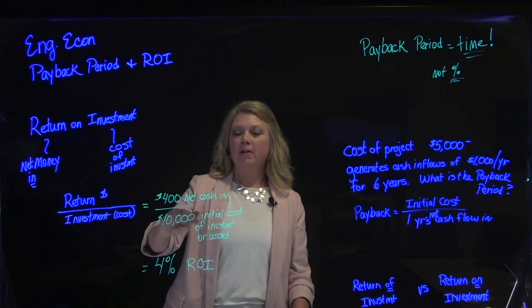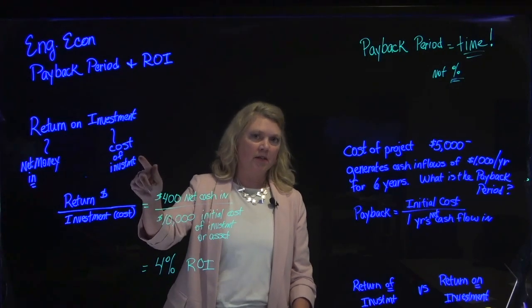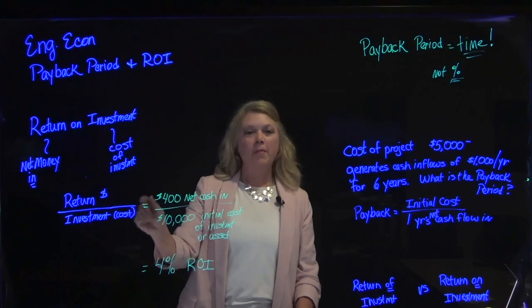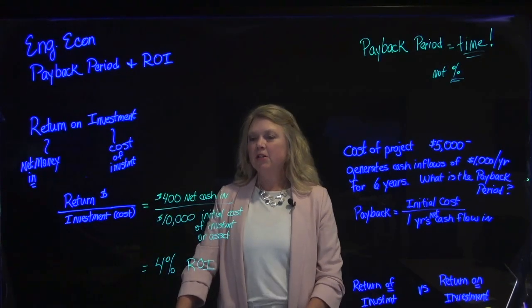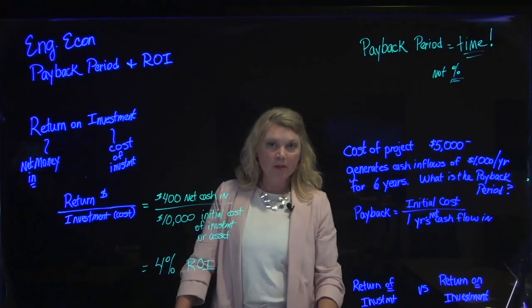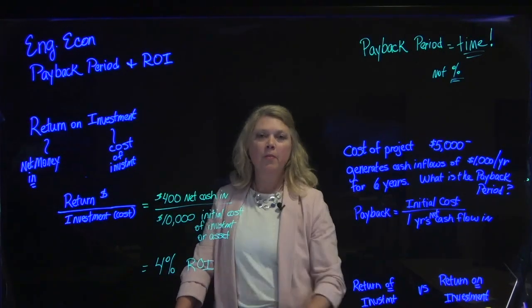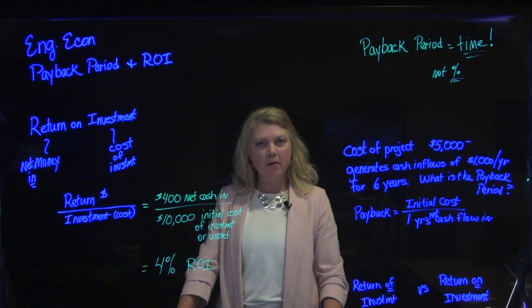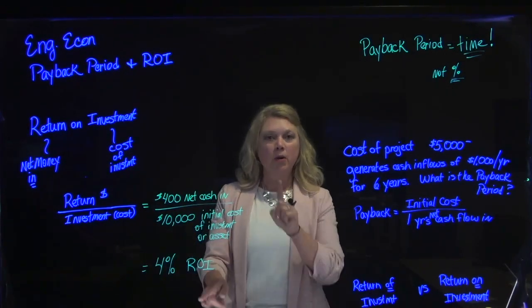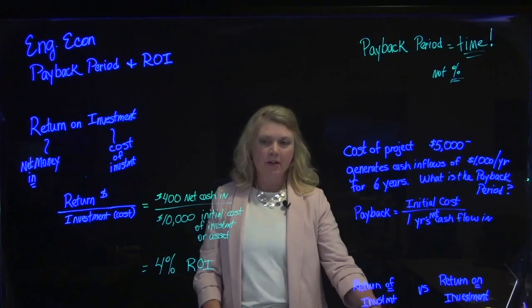So the denominator would be the cost, the initial cost of that investment. So return, dollars in, divided by investment, or the cost, initial cost. Here, if we had $400 cash in, and the initial investment was $10,000, it would be a 4% return on investment, or ROI. Now, if that's just for 1 year, then that's the annual 1 year 4% ROI.